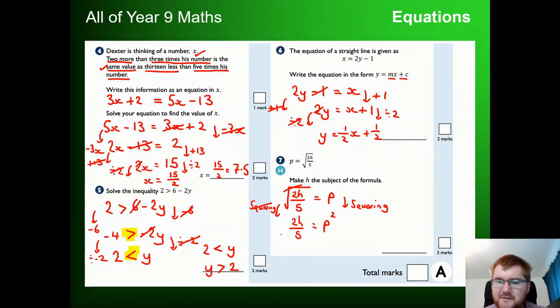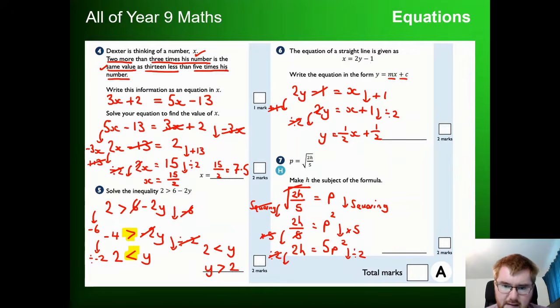So the divide by 5 is annoying. So what's the opposite of that? Well, let's times by 5 on both sides. Again, just getting the h on its own one step at a time. P squared times 5 is 5p squared, and then the 2 is annoying, so what's the opposite of timesing by 2? Divide by 2 on both sides. We finally get what we want here, which is h on its own, which is 5p squared over 2.